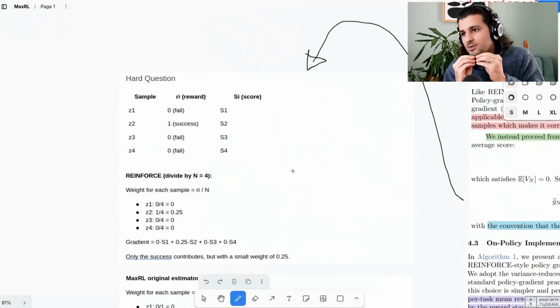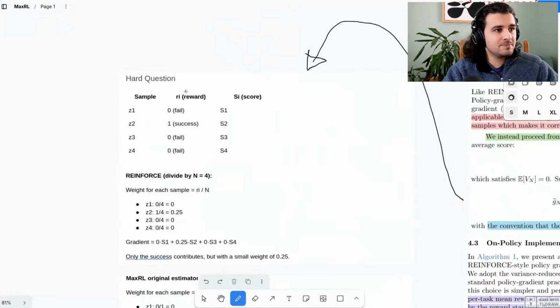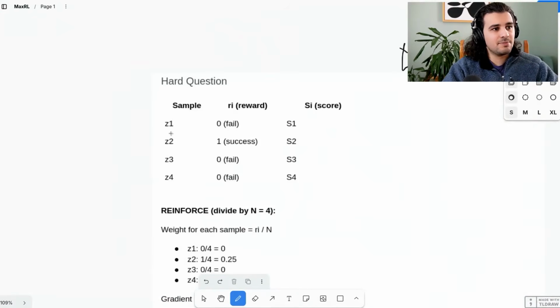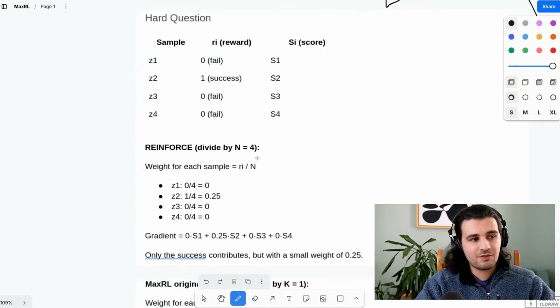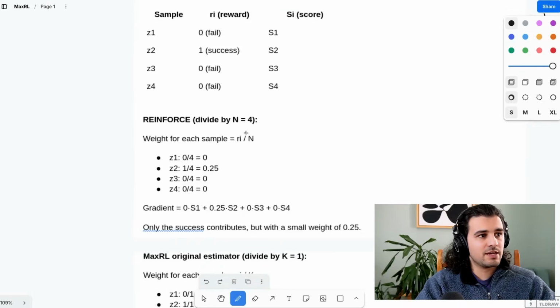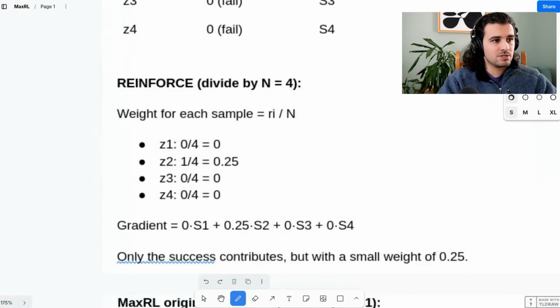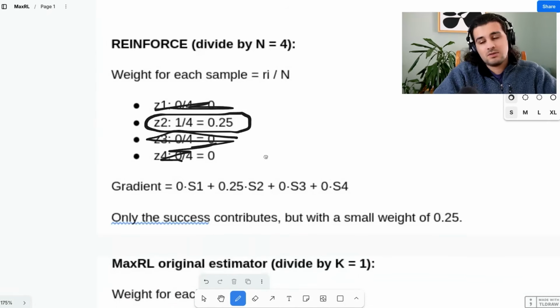If we look at a very simple toy example here, let's say you have this sample for 1x, and then this one failed, this one was good, this one failed, this one was also a failure, and then you have these different score functions. With the normal REINFORCE, you weight everything by the reward divided by n. So 0, 0, 0. You're not learning from any of these, and you're just learning from the sample that worked, which makes sense, right?